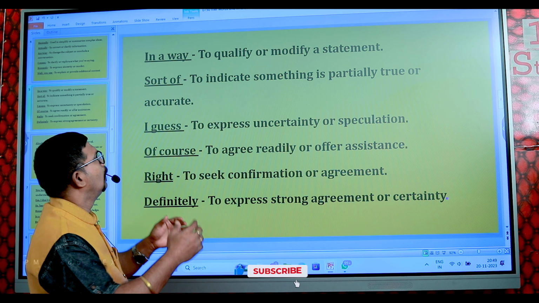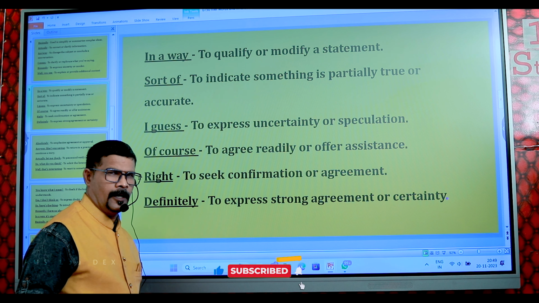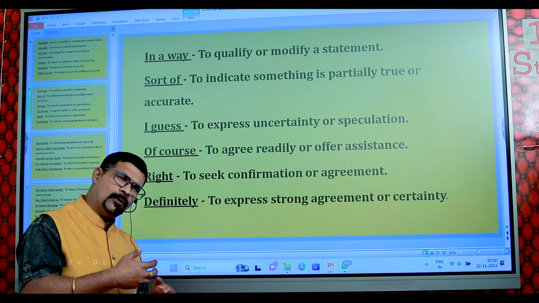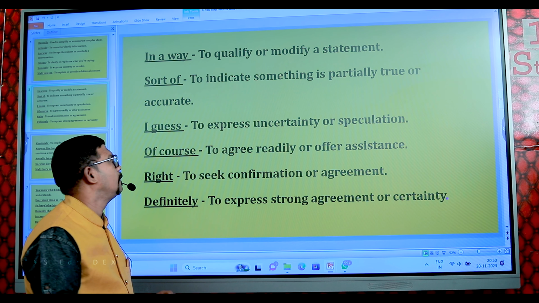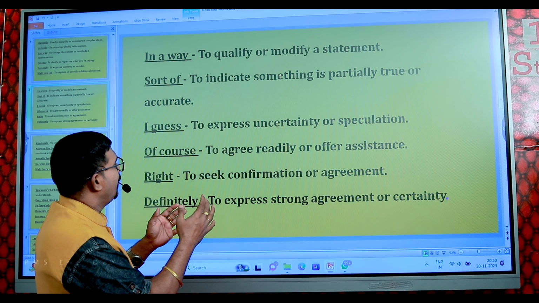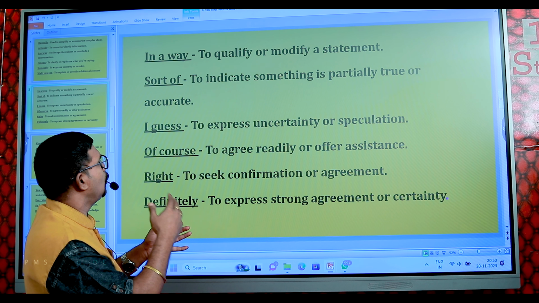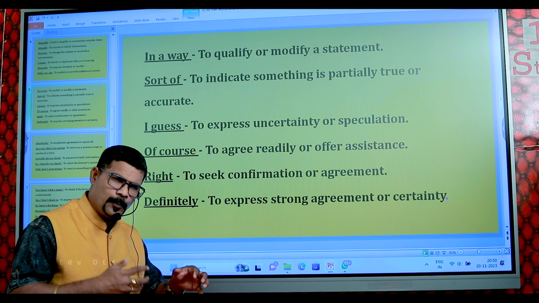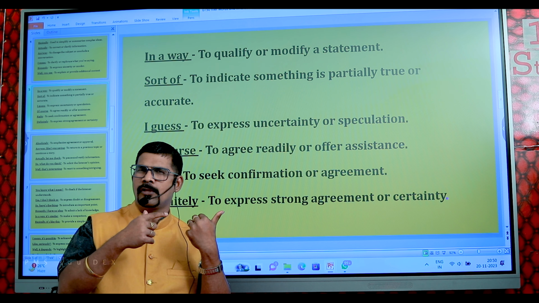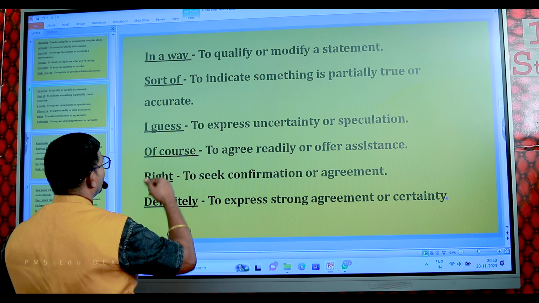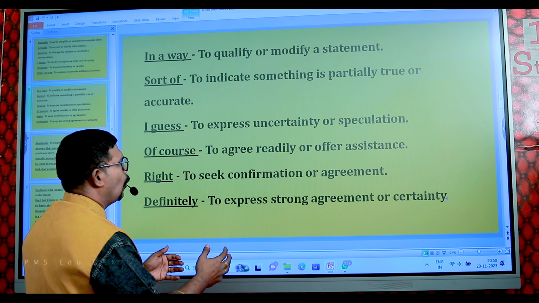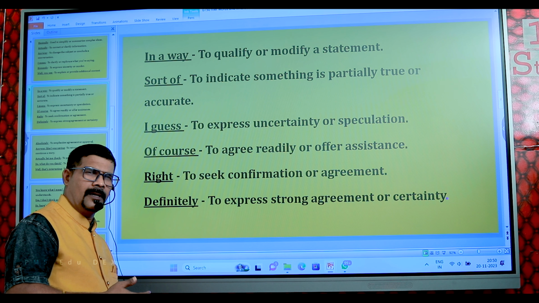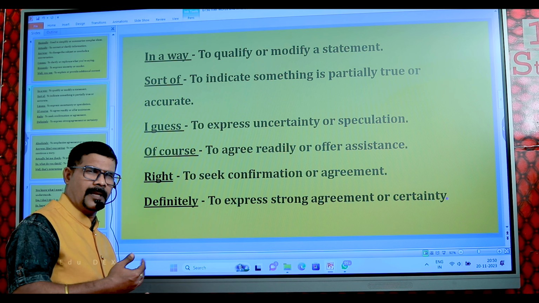In a way, to qualify or modify a statement. So when you use the filler "in a way", you modify or add an attribute to the sentence. Sort of, to indicate something is partially true or accurate. We use "sort of" when something is partially true. And I guess, to express uncertainty or speculation. When you are uncertain about an idea or thing, you usually say "I guess".